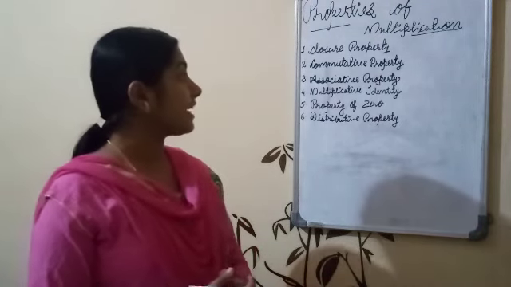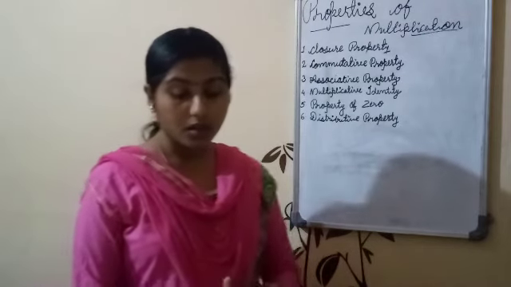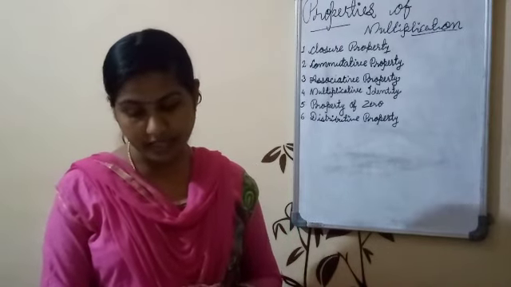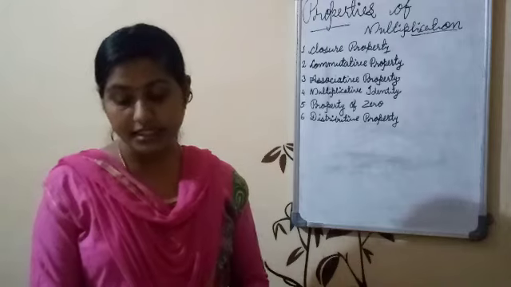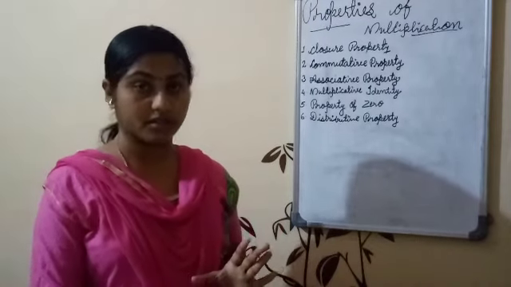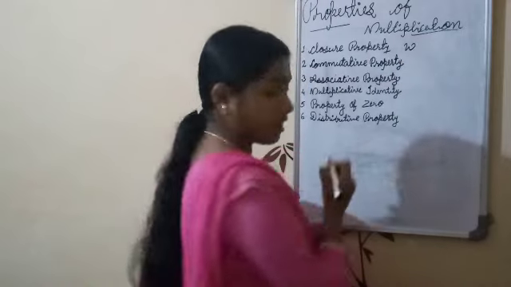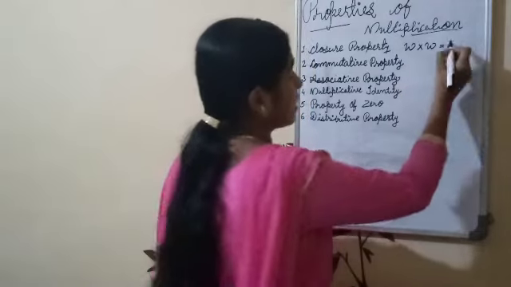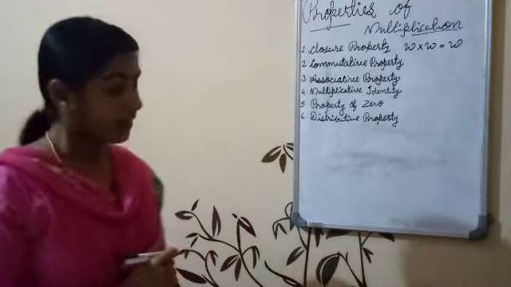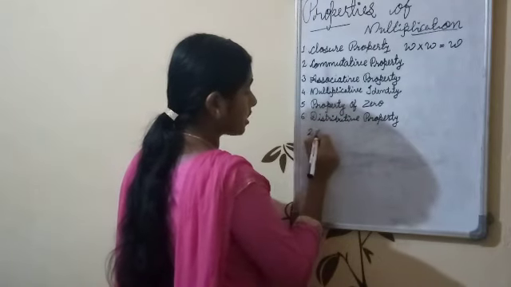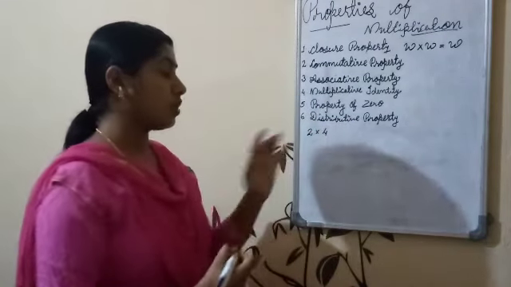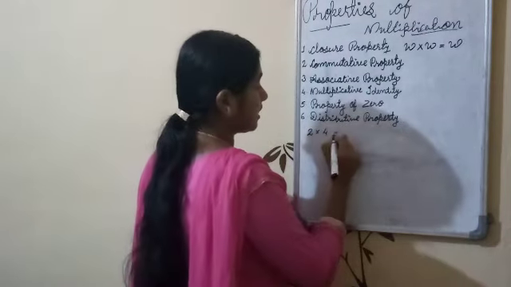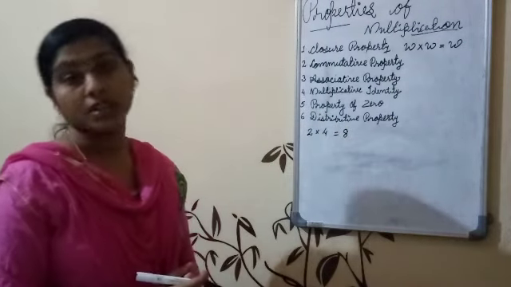Okay, the first property, closure property. Closure property: when two whole numbers a and b are multiplied, the result is always a whole number. That means whole number into whole number, the product is also a whole number. Example, 2 into 4. 2 and 4 are two whole numbers. The product, 2 4s are 8. 8 is also a whole number.